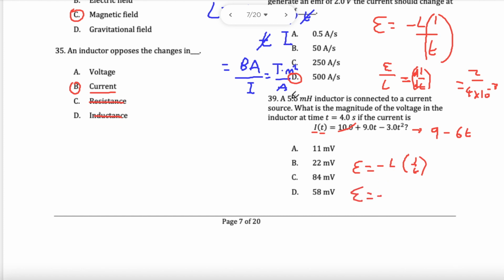Okay, negative, what's this? 5.6 milli. 5.6 times 10 to the minus 3, multiplied by, and in my bracket, I'll have my function, and I'll just substitute the t into it. 9 minus 6 times 4. 6 times 4 is what? 6, 12, 18, 24. 9 minus 24. Very good. Solving that with the calculator, I'll get 0.058. EMF equals 0.058 volts.